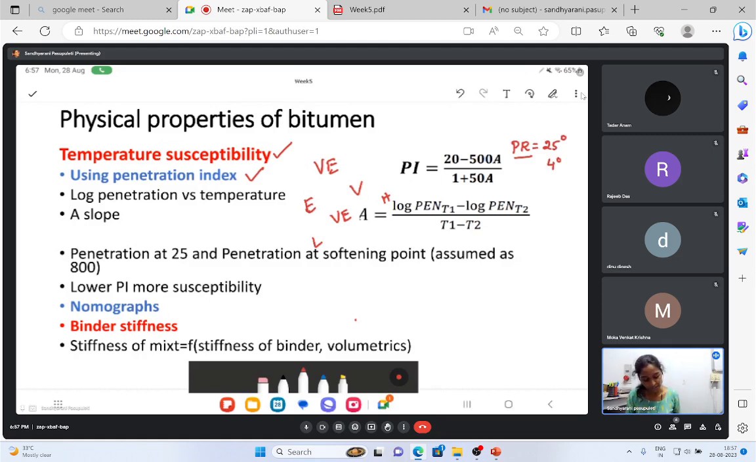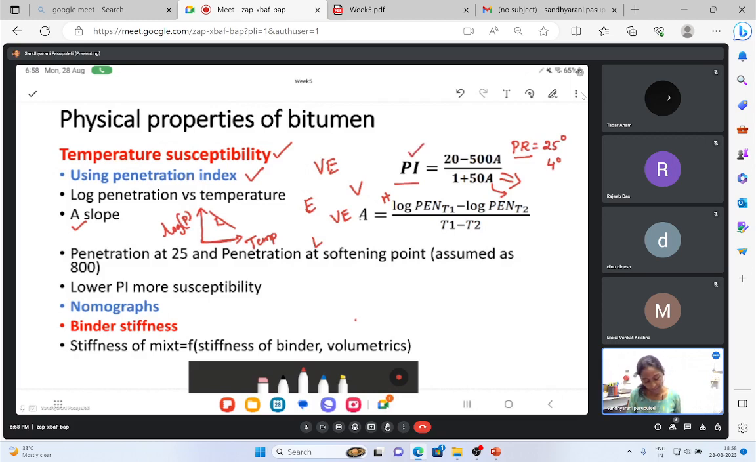In addition to that, there is another thing called penetration index. If you see the penetration index formula, it is empirical. It has a term called A, which is nothing but a slope. Which slope? Let us say you plot a graph of penetration against temperature, with temperature on the x-axis and log of penetration on the y-axis. As the temperature increases, penetration increases. The slope of that will be A. If you know that slope, you can calculate the penetration index.